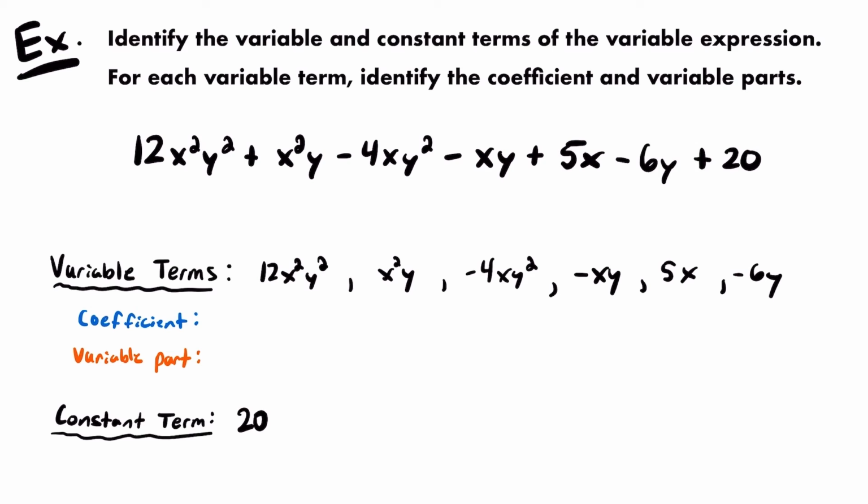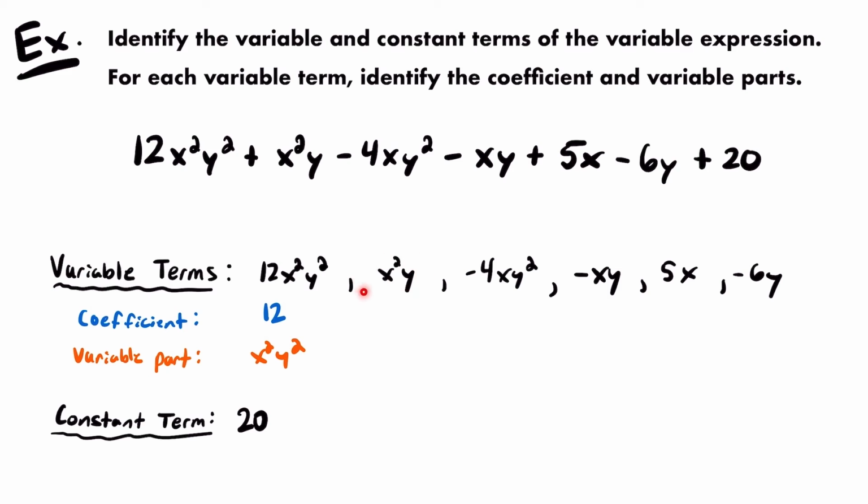Okay, so now let's identify the coefficient and variable part of each of these variable terms. For the first one, the coefficient, or the number out front, is 12. We have 12 in front of x squared times y squared. So the coefficient is 12, which means that the variable part would be x squared times y squared. All right, it's not just x squared or not just y squared. It's both of those two parts together. All right, everything but 12 is the variable part because they involve variables or letters, x and y.